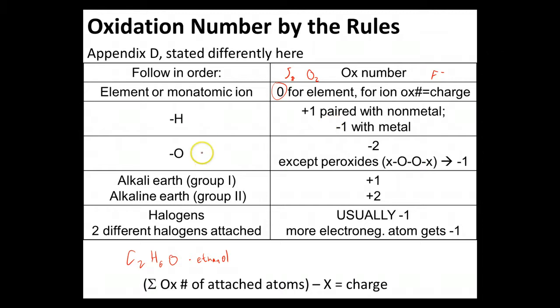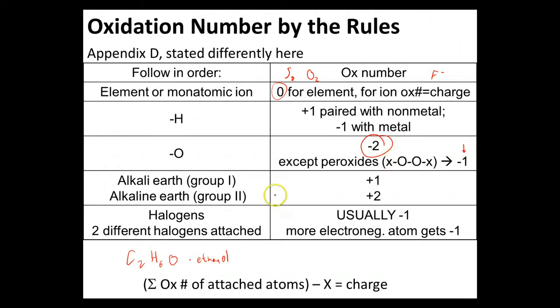Now, oxygen has only one exception. It's almost always going to be -2. If you do have something like a peroxide, where you've got an oxygen bonded to an oxygen in the middle of a molecule, with a hydrogen or the rest of a larger molecule on each side, then each of those oxygens is going to have a -1 oxidation number. That's going to be our only exception to oxygen being -2.